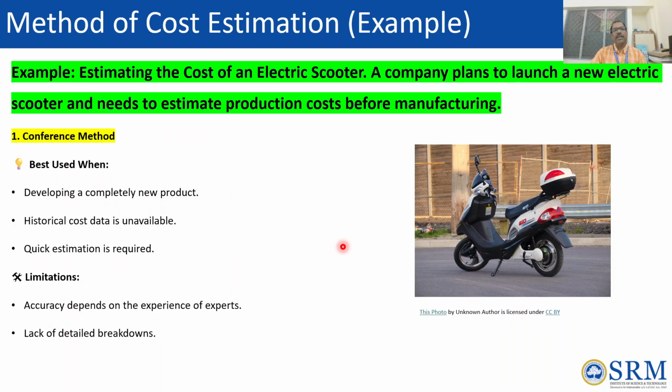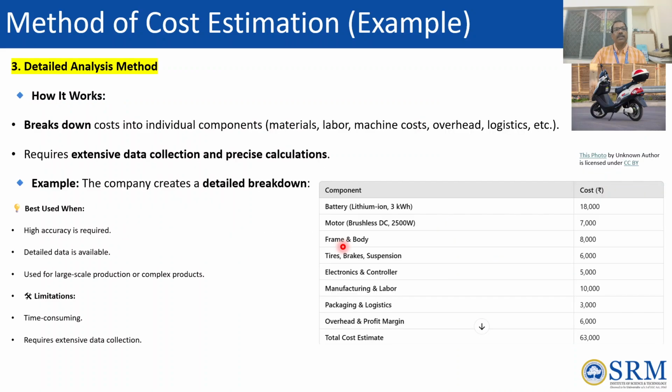So we have seen the conference method and the comparison method, then the detailed analysis method. What is the detailed analysis method? How does it work? It breaks down cost into individual components, for example materials, labor, machine cost, overhead, logistic cost, like that. Each and every split-up is broken down individually. Then they collect all the information, but it requires lots of data collection. Precise calculation is needed for the detailed analysis method.